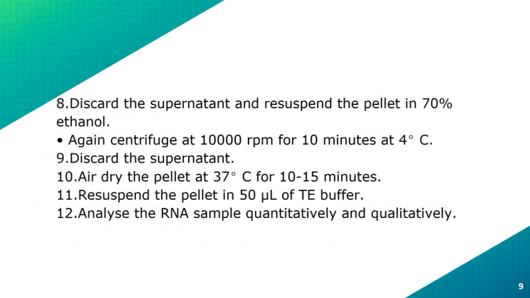Now discard the supernatant and resuspend the pellet in 70% ethanol. Again, centrifuge at 10,000 rpm for 10 minutes at 4 degrees Celsius. Now discard the supernatant and air dry the pellet at 37 degrees Celsius for 10 to 15 minutes. Resuspend the pellet in 50 microliters of TE buffer and analyze the RNA sample quantitatively or qualitatively according to our need.